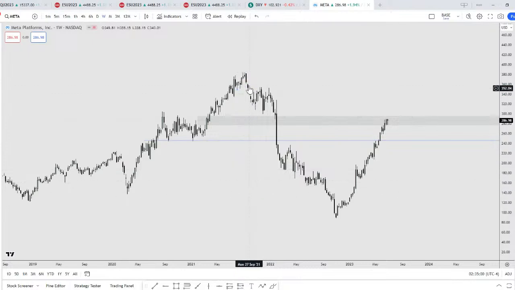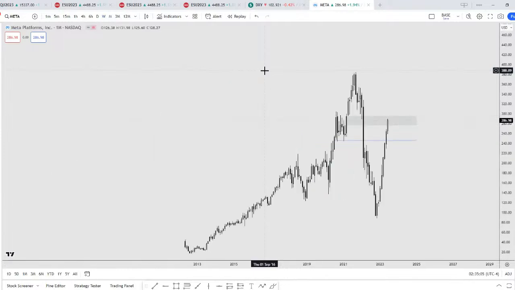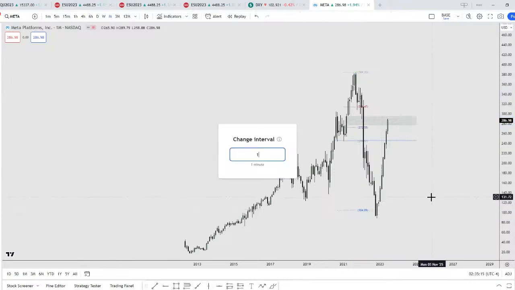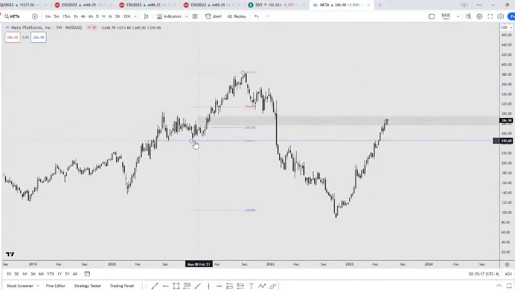Can't really measure anything off this level here. Monthly, I think it's only one standard deviation. Yep, just one standard deviation. 1 week. Yep.